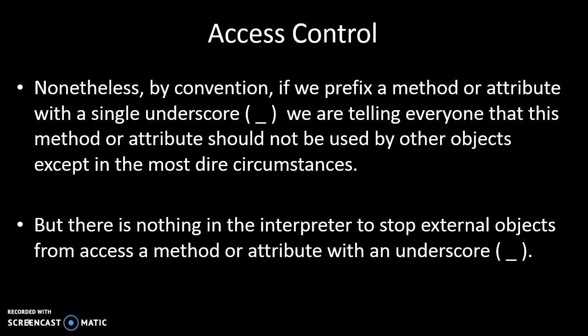By convention, if we stuck an underscore in front of a method or attribute, we're telling other developers don't use this method or attribute unless in dire circumstances. Some websites and books say that putting an underscore in front of a method or attribute in Python makes them private. It does not. Allow me to be 100% clear on that. It absolutely does not. It just is a convention people use. There is nothing in the interpreter to stop external objects from accessing a method or attribute with an underscore in front of it. So that's a bit of an illusion.